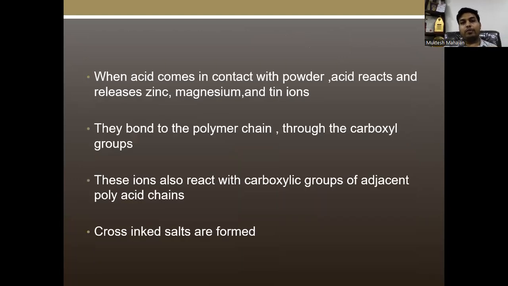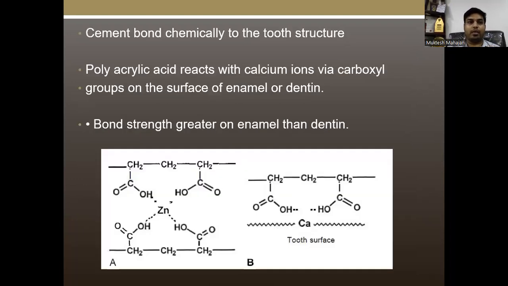When the acid comes in contact with the powder, the acid reacts and releases zinc, magnesium, and tin ions. They bond to the polymer chain through the carboxyl group. These ions also react with the carboxyl groups of the adjacent polyacid chains. Cross-linked salts are formed. The cement bonds chemically to the tooth structure. Polyacrylic acid reacts with the calcium ions via carboxyl groups on the surface of the enamel and dentin. The diagram shows how the cement forms a gel. Bond strength: this is the reaction. The bond is greater on enamel than dentin.